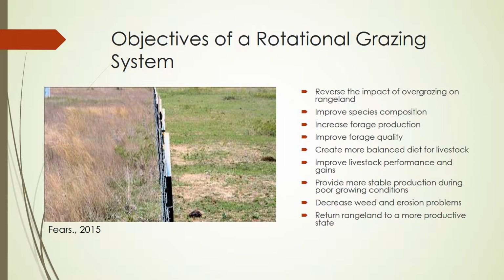You can see the pasture on the right is starting to show bare spots and weed problems. And it also returns the rangeland to a more productive state. You can see that the rotationally grazed pasture is in a more natural state than the overgrazed pasture.